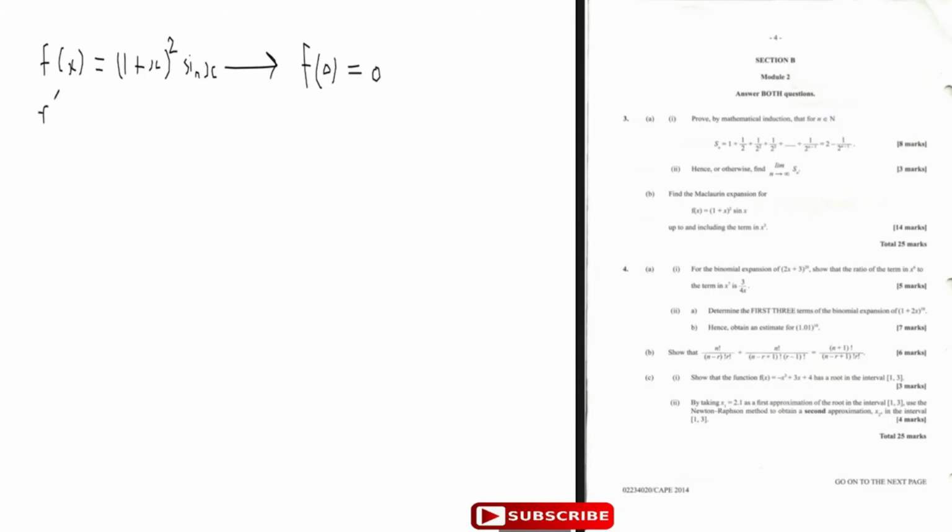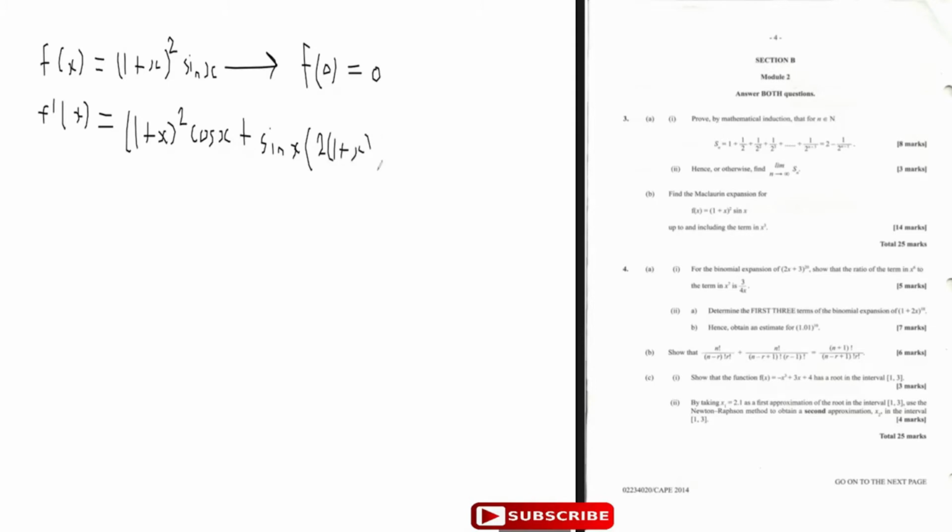Next we need to find f prime of x. To find f prime of x, we're going to use the product rule. Using the product rule, it is keep the first times the derivative of the second. So it's 1 plus x all squared, keep the first times the derivative of the second, which is cos x, plus keep the second, which is sin x, times the derivative of the first. When we differentiate the first part, we're going to get 2, carry down the power, subtract 1 from the power. All right, so that's what we're going to get.